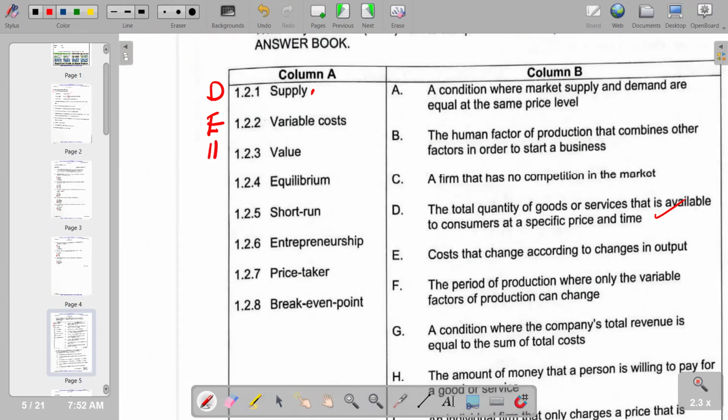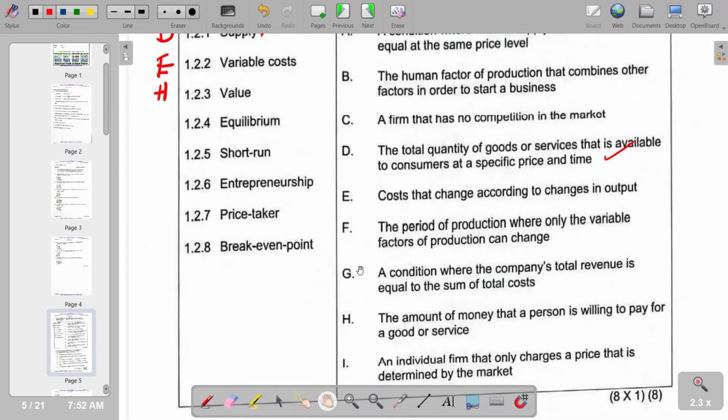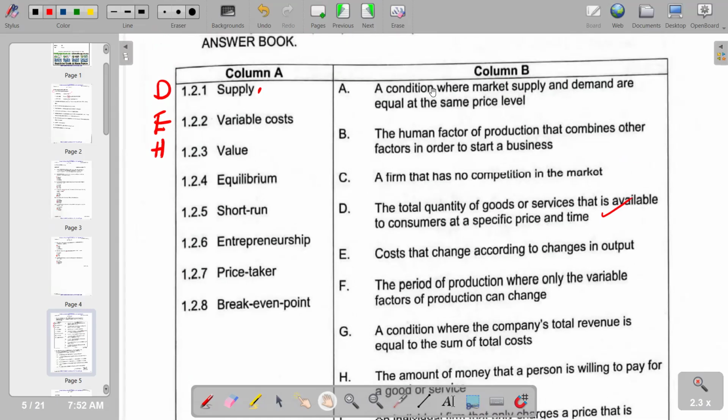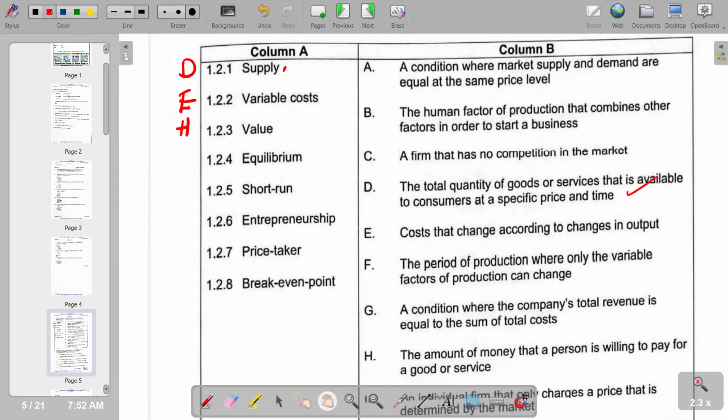Then the equilibrium point, we know that at the equilibrium, that's where we've got the intersection of the supply curve and demand curve, where demand is equal to supply. So basically, at that point, we try to see what explanation matches that according to our other section. So we go to our responses that we have. So if you go to a condition where market supply and demand are equal at the same price level, this is our equilibrium.